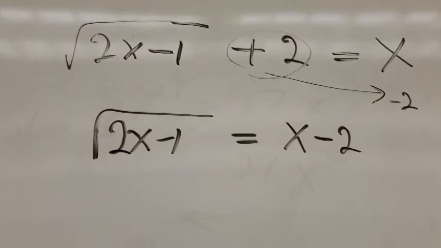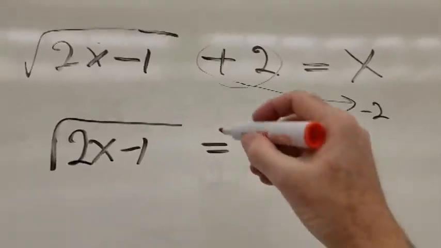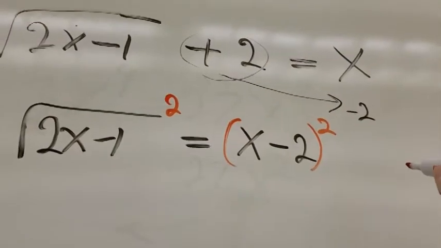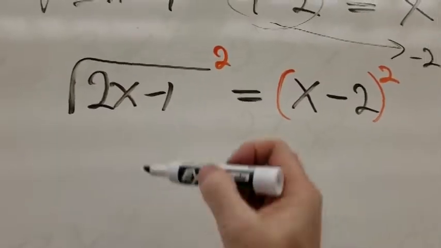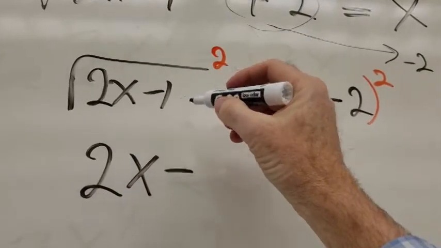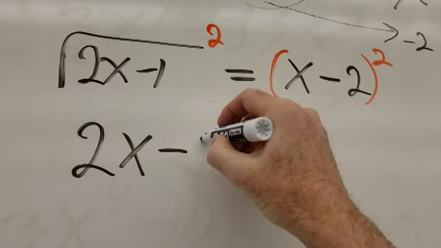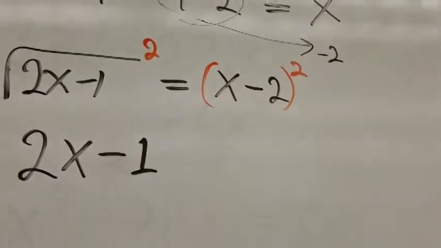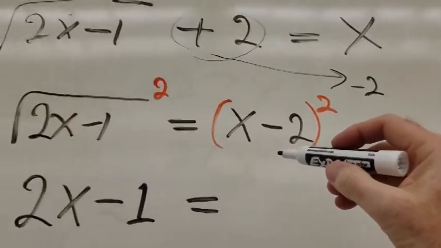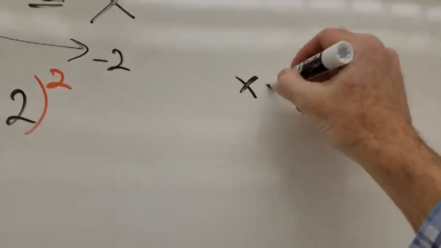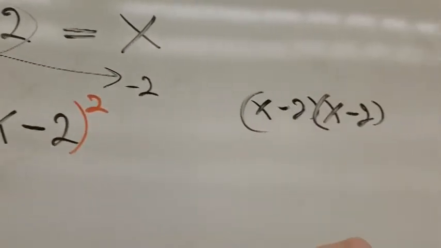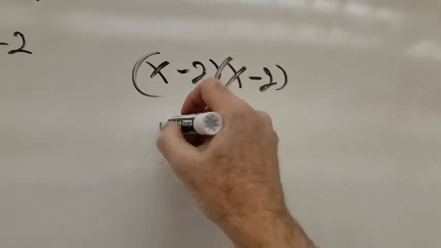Okay, now that we've isolated the radical, let's clear the radical by squaring both sides. When we square both sides like that, you see it makes the radical go away, because the square of a radical is just those numbers there. Now this one, we have to multiply it out to figure out what it is. You've got x minus 2 times x minus 2 because it's squared. So let's multiply each term by each term.